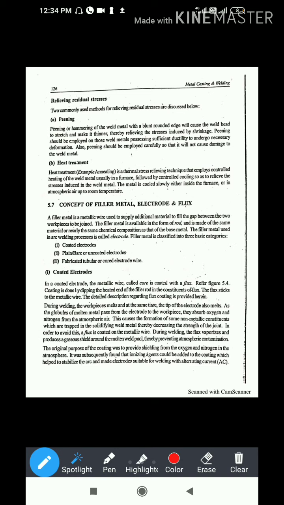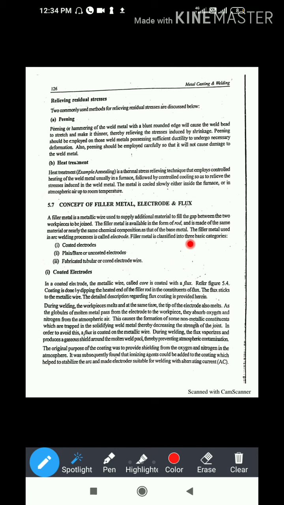Now you can see a filler metal is a metallic wire which is used to supply the additional material and fill the gap between the two workpieces. When you are joining the two workpieces, there is a gap between them, that is nothing but the edge preparation of the workpieces to be joined. That gap is filled by the extra material, that is called the filler material, which is of the same composition or the same alloy or the same material.